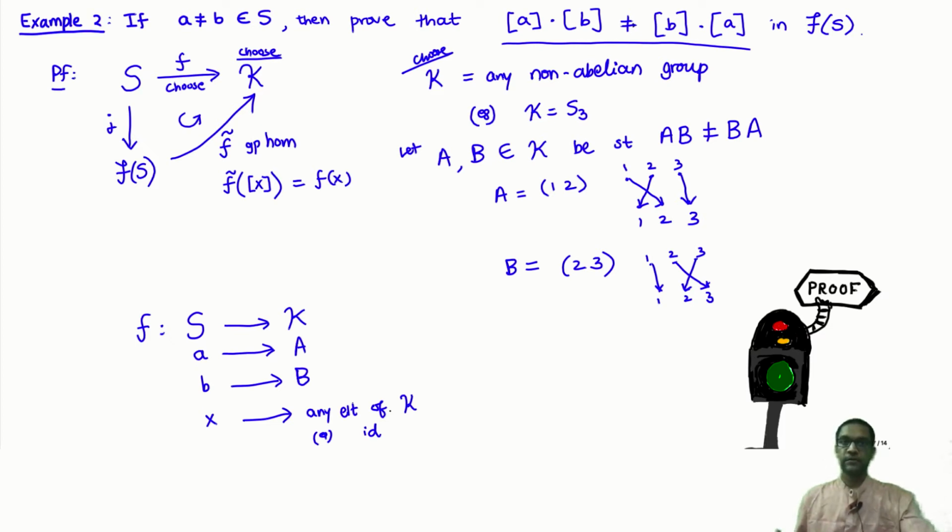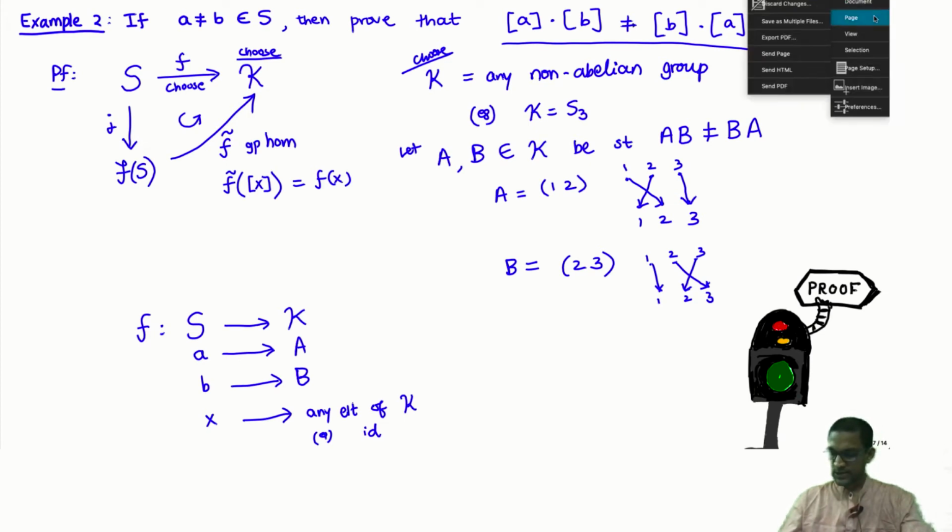I've picked a group; in general, I can pick any non-abelian group. I can pick any two non-commuting elements A and B in that non-abelian group. And I'll define my function f to be the one which sends small a to capital A, small b to capital B, and it does whatever it wants to the remaining elements of my set. Okay, so having done this, where does that put us?